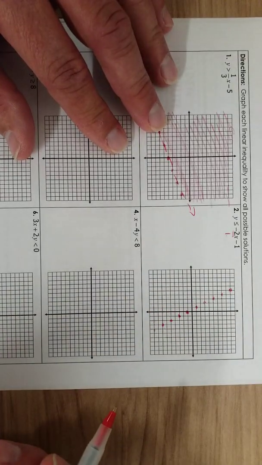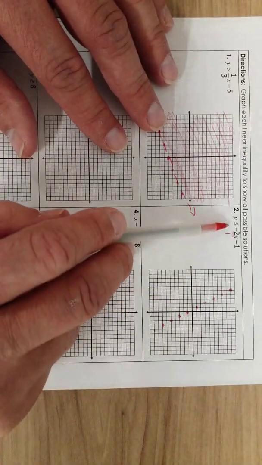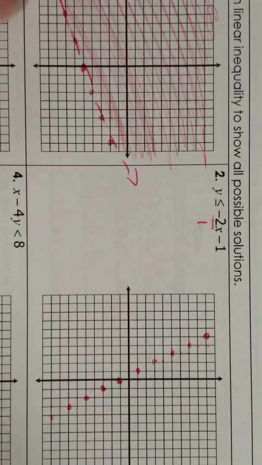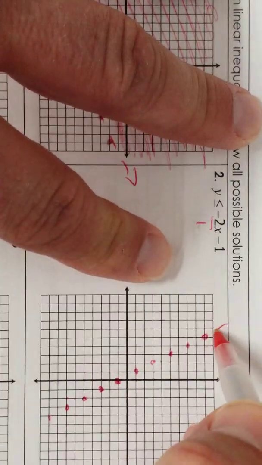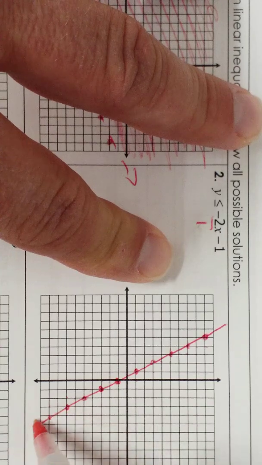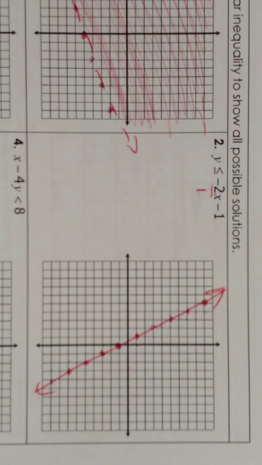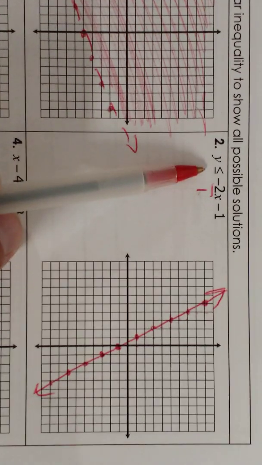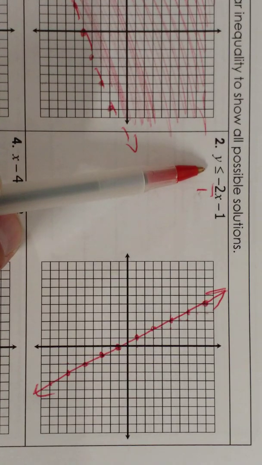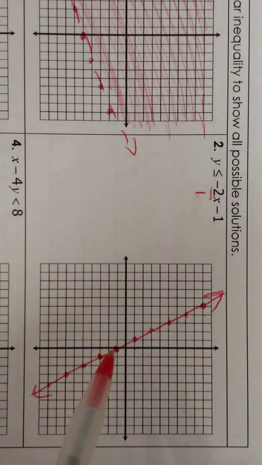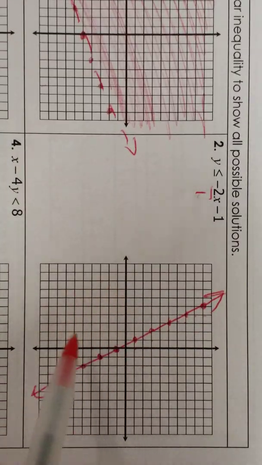And now I need to draw my boundary line. Because this inequality sign has an equal bar underneath it, my line now will be solid, just like I'm used to drawing. And now my shading, less than or equal to. Less than means smaller, so I would go below the line. So below this line would be over here in this area.